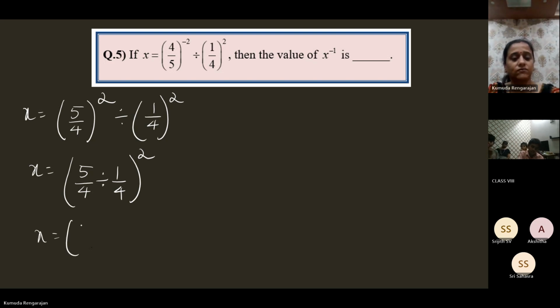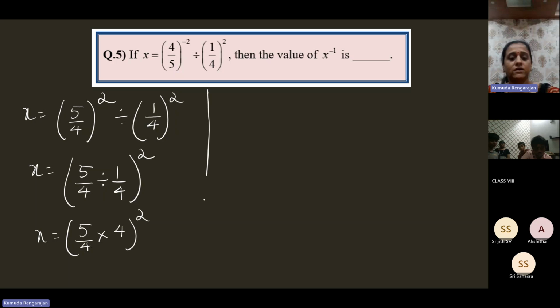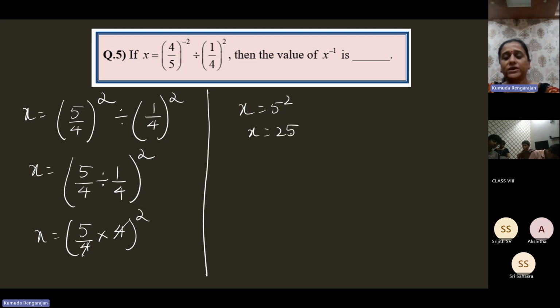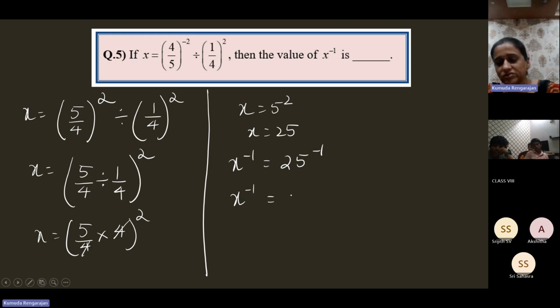Now 5 by 4, division becomes multiplication. Reciprocal of 1 by 4 is 4, power 2, 4 cancels. So we have x is equal to 5 squared, x is equal to 25. But we need to find the value of x to the power minus 1. So x to the power minus 1 is 25 to the power minus 1. You can leave it as 25 to the power minus 1 or 1 by 25. Correct answer, ma'am.